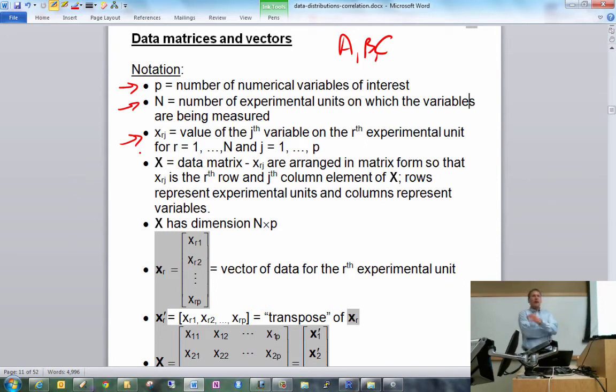So indices such as i and j will always be associated with variables. Indices such as r will always be associated with an observation or experimental unit. It's important to be consistent, so this is what I've chosen for this course. What we're going to do is put all these x sub rj's into a matrix that we will denote with a bold X. This is going to be called our data matrix.